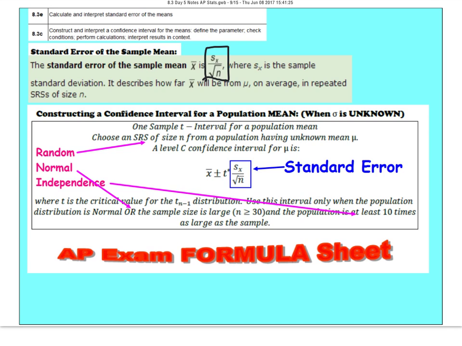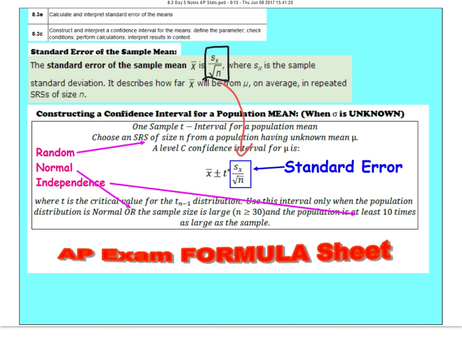Okay, how do you construct the confidence interval? Well, notice the standard error of the mean is actually here in the confidence interval, as we would expect. All the confidence interval is this. In terms of the words, it is a one sample t interval for a population mean.